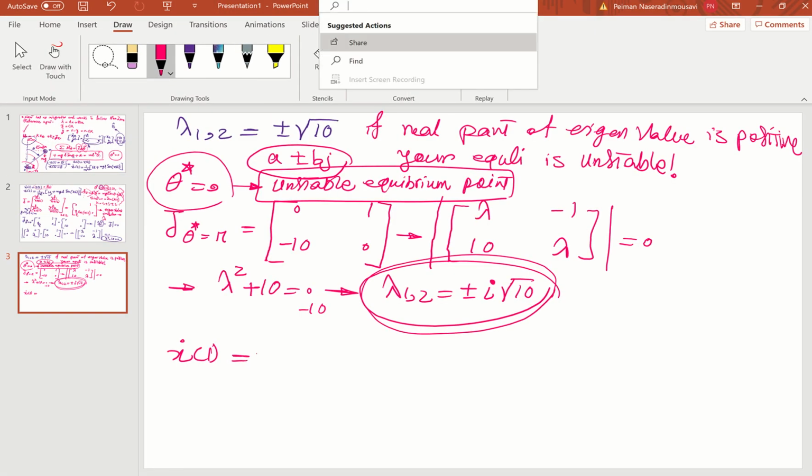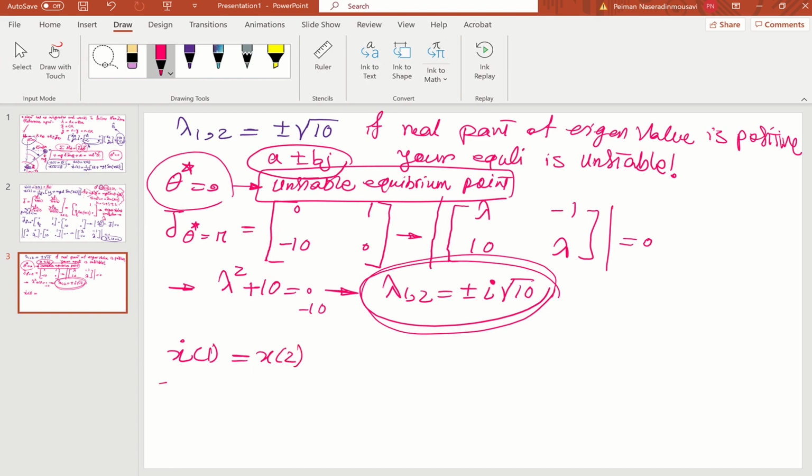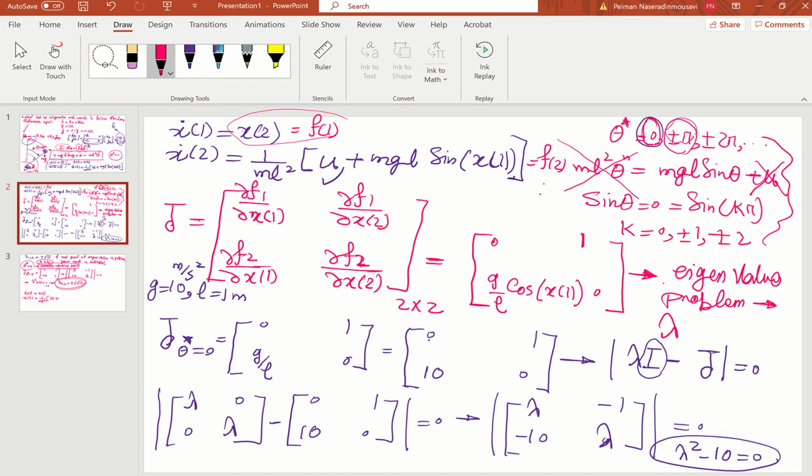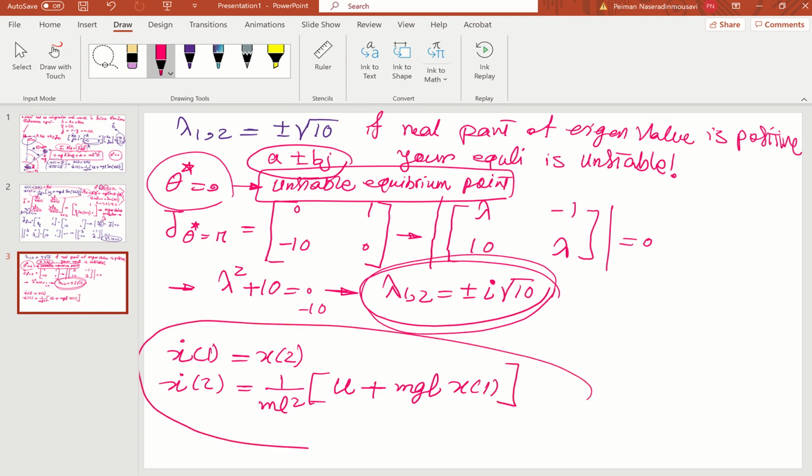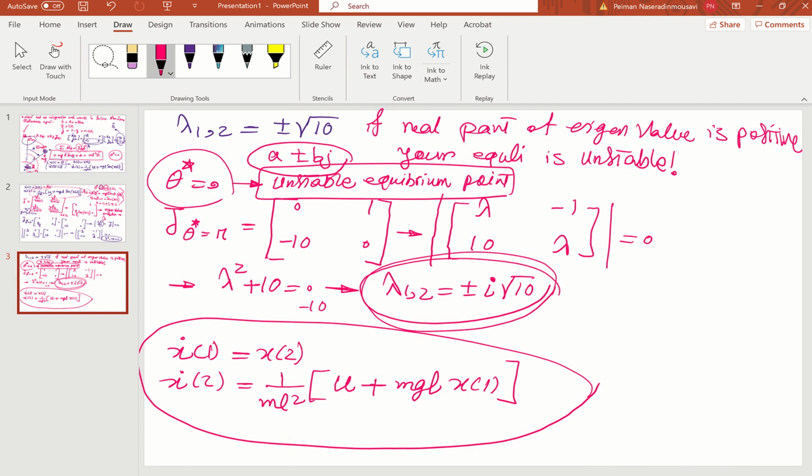x1 dot is equal to x2, and now x2 dot is equal to 1 over ml squared u plus mgl x1. Now, sine around the equilibrium point of 0 is going to be x1. You know this by using the Taylor series expansion, or the Jacobian matrix. Here we go, it's going to be x1.